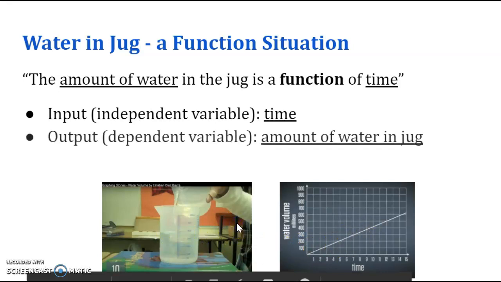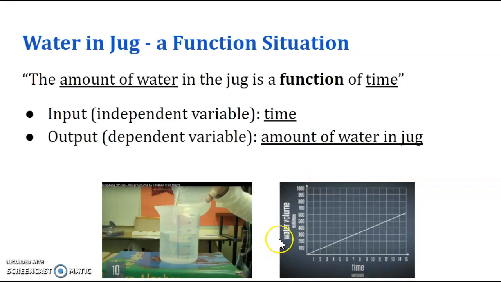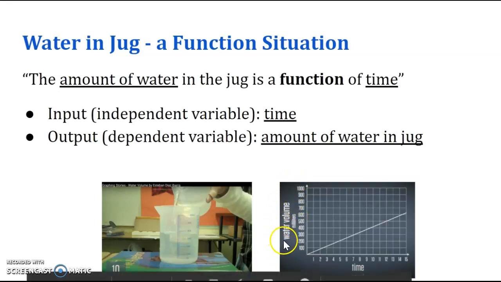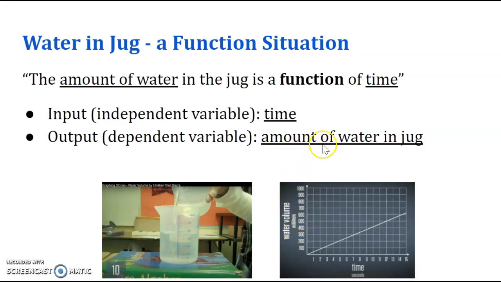And the output is the y-axis, and that is the dependent variable. Why do we call that the dependent variable? Because a variable just means something that is changing, but how it varies depends on the time that has passed. So the amount of volume depends on the time, so that's why the y-axis, or the output, is the dependent variable, and the output is the amount of water in the jug.